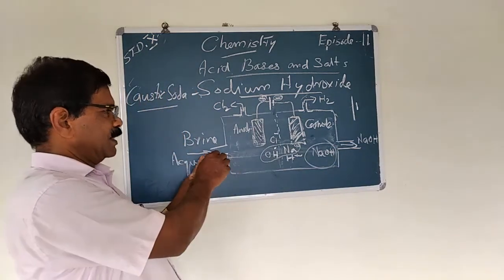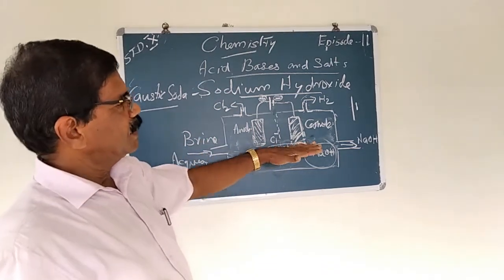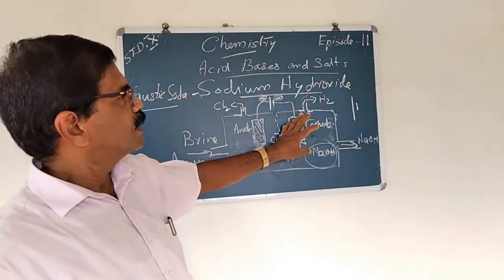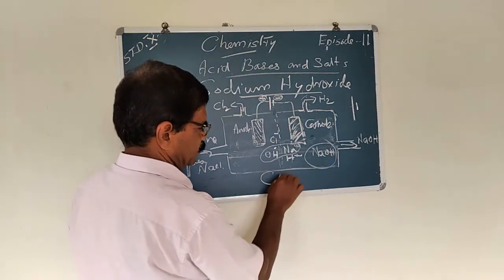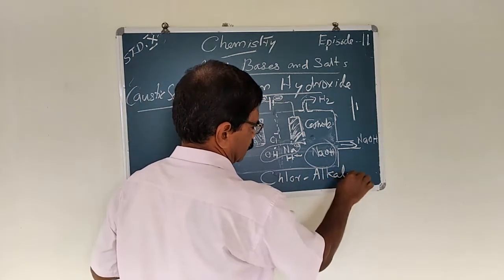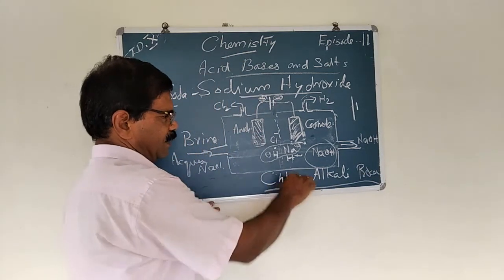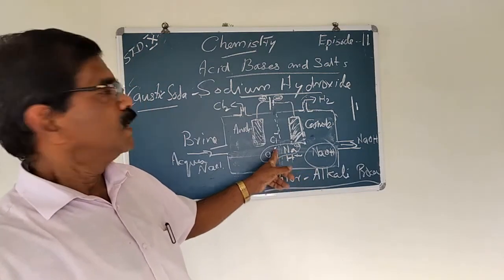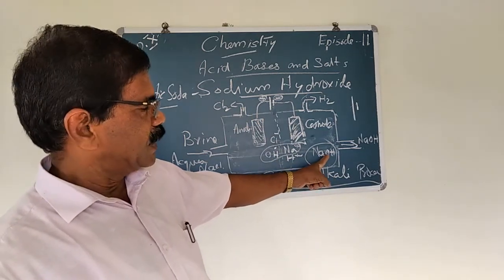This is the entrance of the brine solution. This is the commercial production of sodium hydroxide. This process is known as the chlor-alkali process. Why is it called the chlor-alkali process? The main products in this process are chlorine and sodium hydroxide, an alkali.